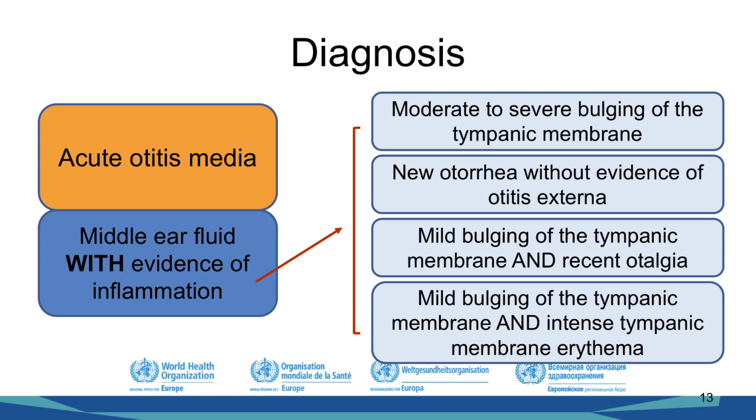They advocate for clinicians to diagnose acute otitis media in children with middle ear effusions who also meet one of the following criteria which suggest inflammation: moderate to severe bulging of the tympanic membrane, new otorrhea, usually considered less than 48 hours of duration, without evidence of otitis externa, suggesting perforation of the tympanic membrane, mild bulging of the tympanic membrane and recent otalgia within the last 48 hours, mild bulging of the tympanic membrane and intense tympanic membrane erythema. Most national guidelines stress the importance of a tympanic membrane appearance when diagnosing acute otitis media.